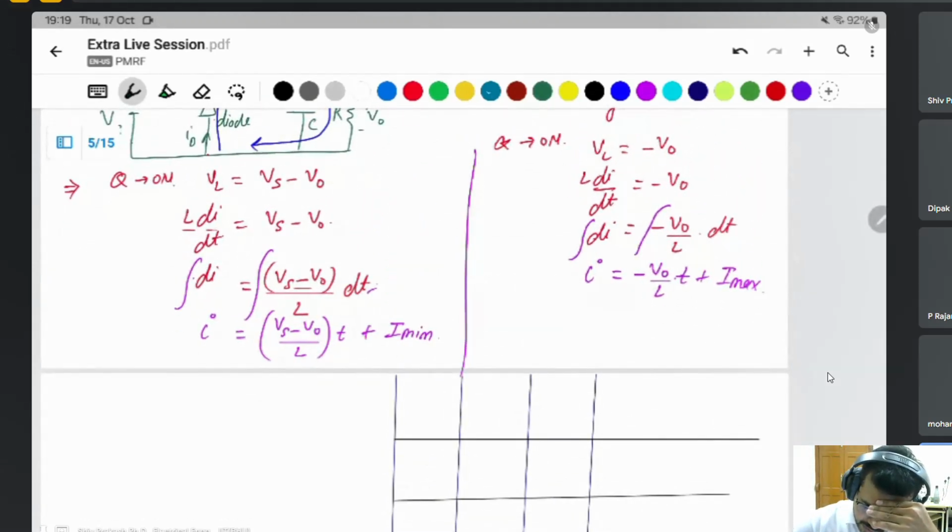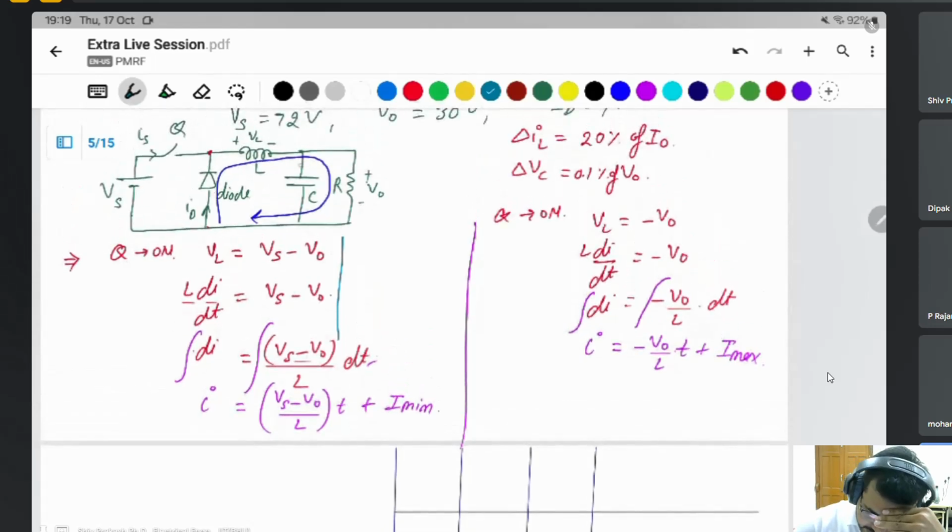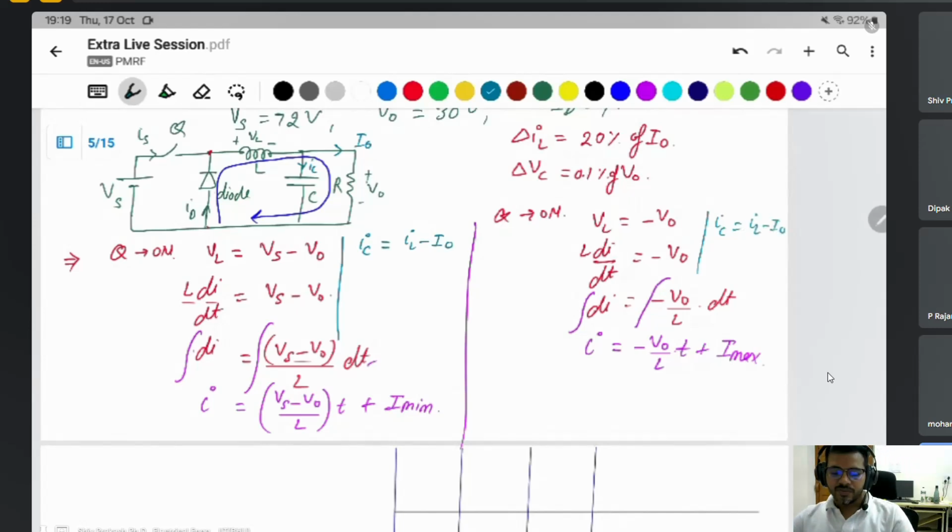Same thing if you want to draw the current of a capacitor. This will be I naught. When the switch is on, the capacitor current IC will be IL minus I naught. When the switch is off, the same current will flow: IC is equal to IL minus I naught, because during the off duration the inductor current is flowing through the capacitor and load resistance.